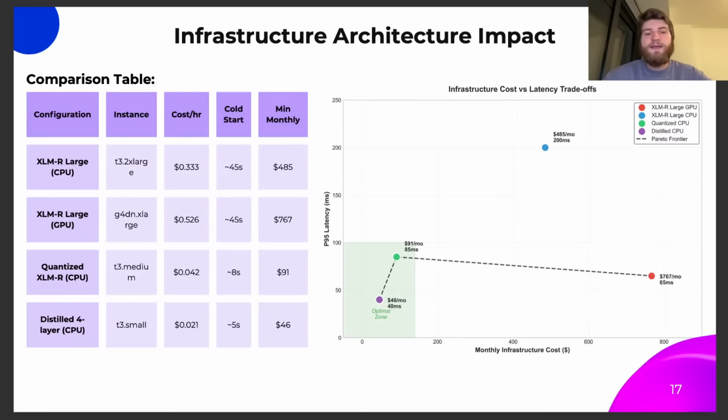Cold start is around 8 seconds. Minimum scale is 3 instances because smaller instances warrant more redundancy. And minimum cost is $91 per month. And that's an 8 times reduction in minimum cost from quantization alone. But there is a catch. Of course, there is a catch.